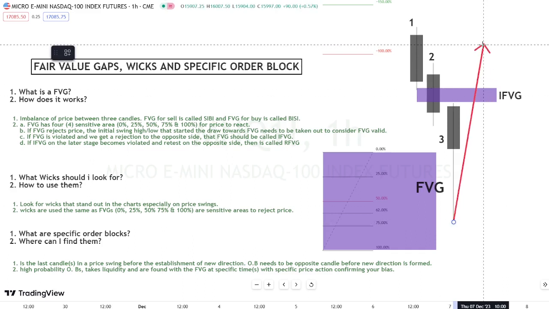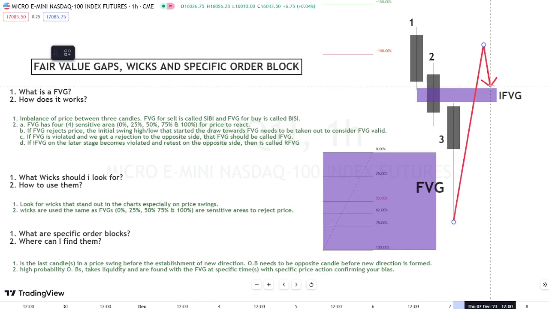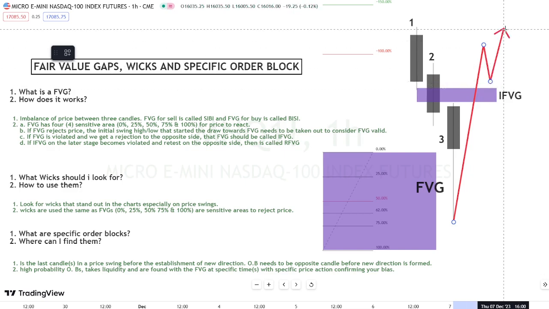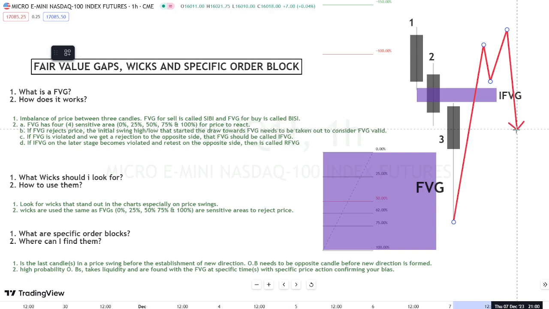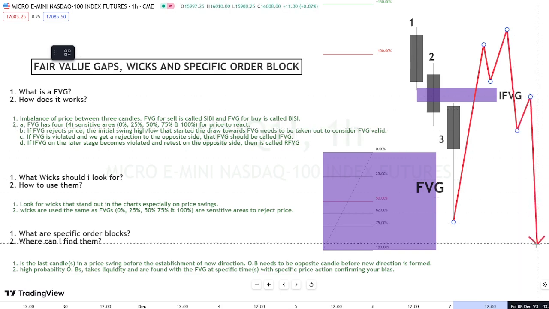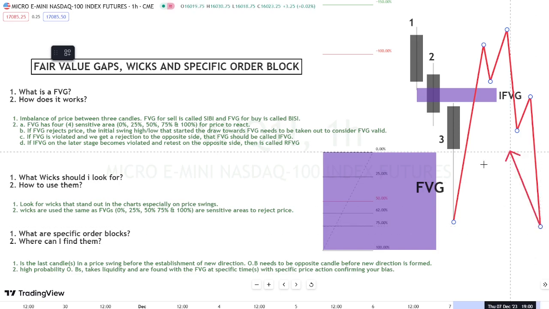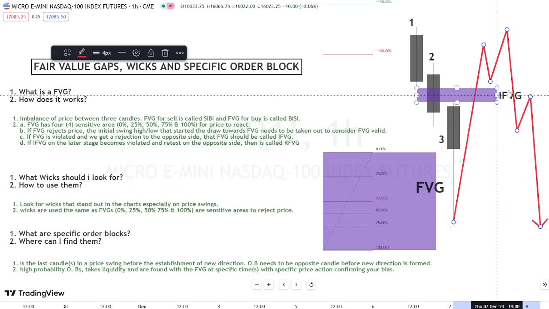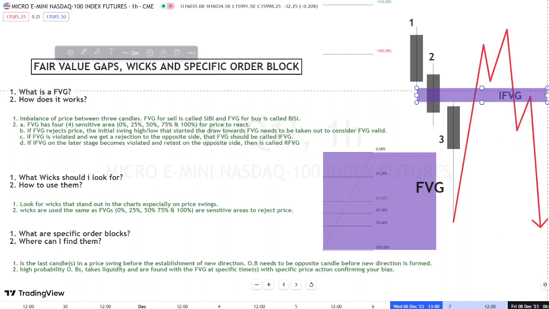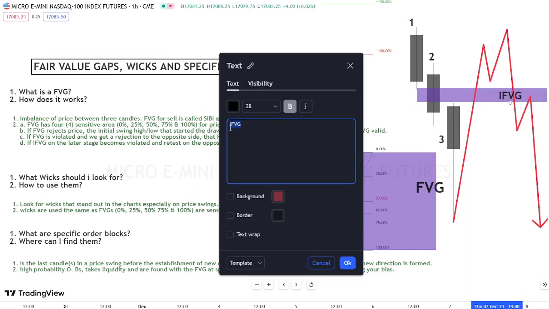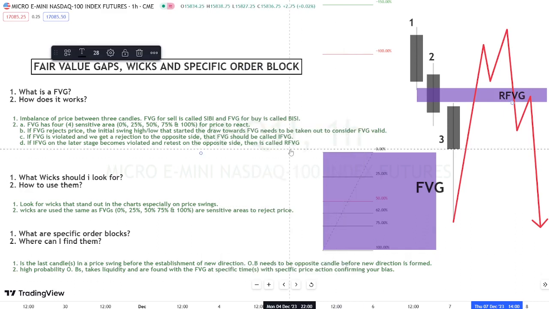This becomes an invasion fair value gap. Then it comes, maybe it does whatever it does, then it comes back here and retests. Then it goes for that low again. This is what the statement means. Then this becomes what? This becomes a Reaper fair value gap.